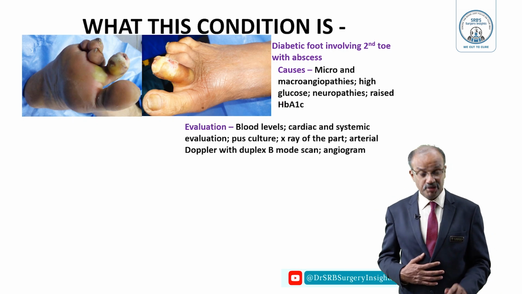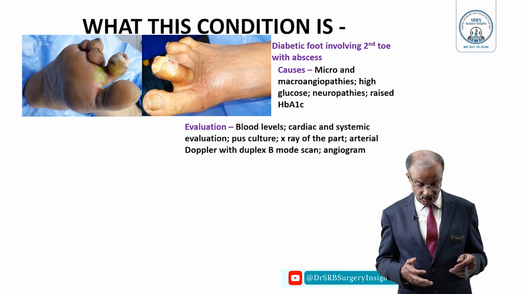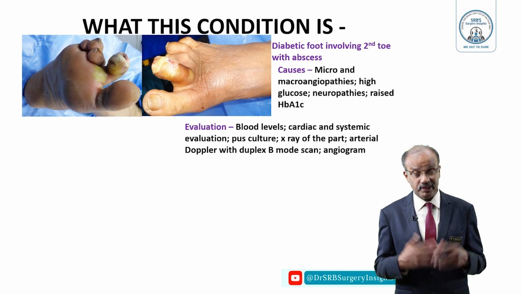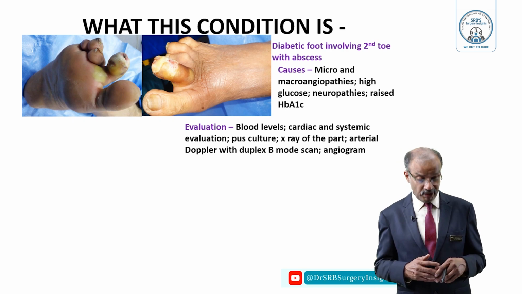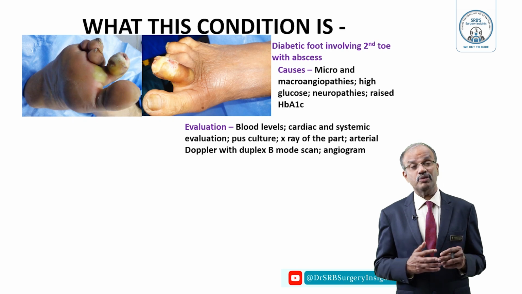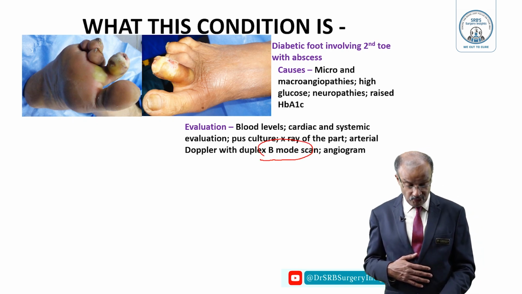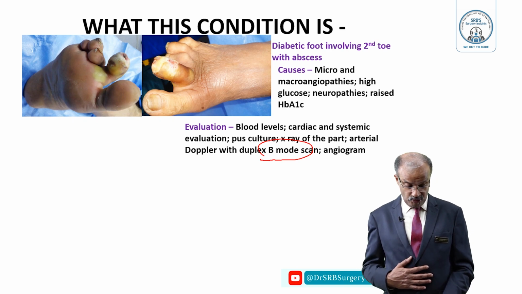And evaluation: blood levels, urine ketone bodies, diabetic assessment, HbA1c, creatinine, total count, CRP, cardiac and systemic evaluation. First you have to send for culture, X-ray of the foot, to see whether there is osteomyelitis, which is very common, whether phalanges, metatarsals. Then arterial Doppler with the duplex B mode scan. B is brightness mode, remember. Full length you have to tell, arterial Doppler with the duplex B mode scan.